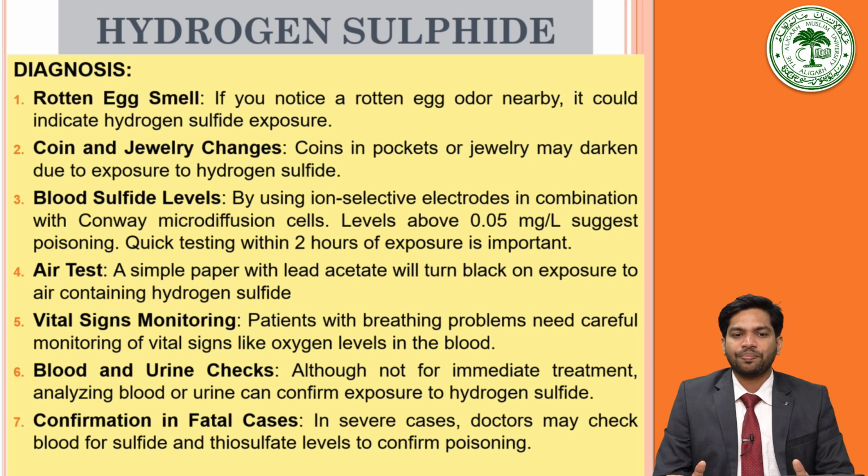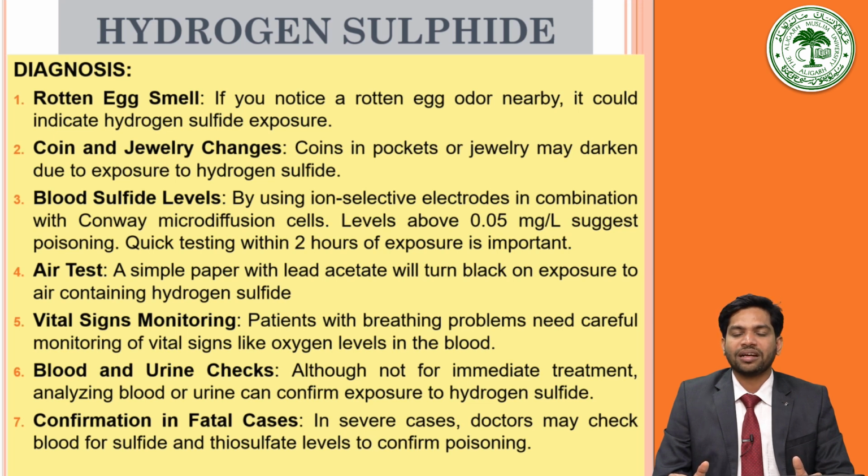In that, a simple paper with lead acetate turns black on exposure to air containing hydrogen sulfide. Then vital sign monitoring is important, and that may suggest hydrogen sulfide poisoning. Patients with breathing problems need careful monitoring of vital signs like the oxygen level in the blood. Blood and urine parameters shall be checked, although it is not for the immediate part of the treatment.